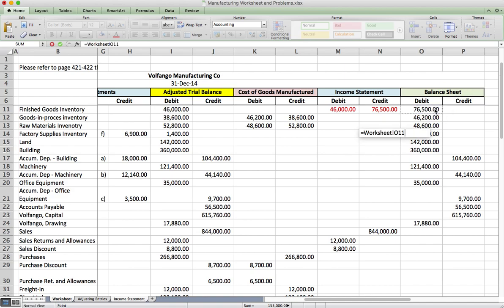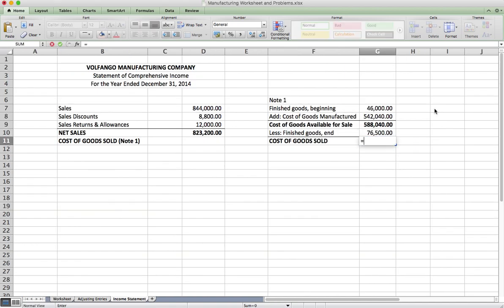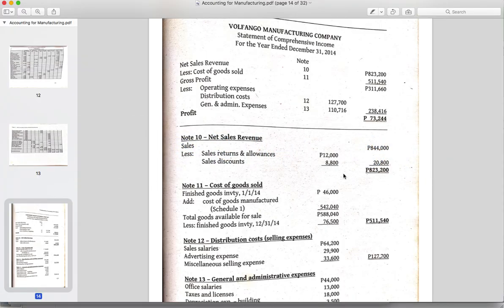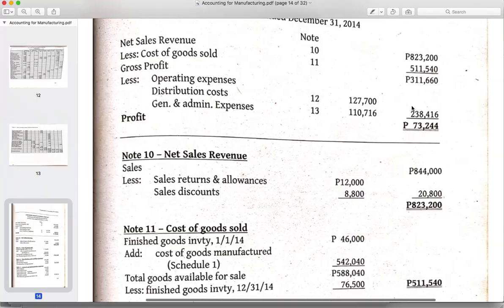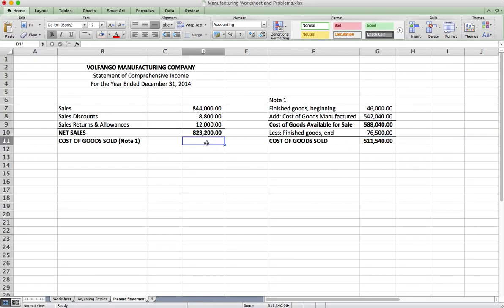Ito. Okay. Now, how much is our cost of goods sold? 588,76,500. Okay, you will get 511,540. Tingnan natin kung tama ba. Pareho ba sa book? Yes, 511,540. Okay. Yan. So, magkano ngayon ang gross profit natin?